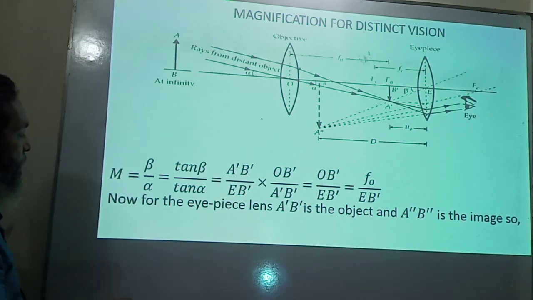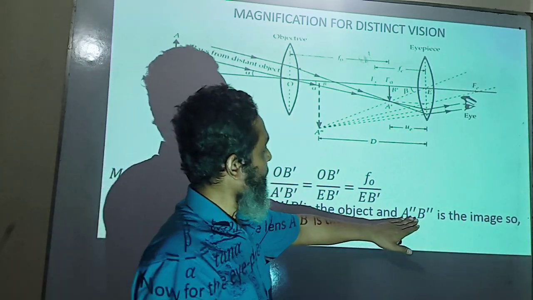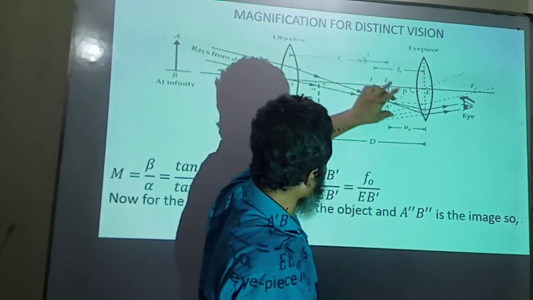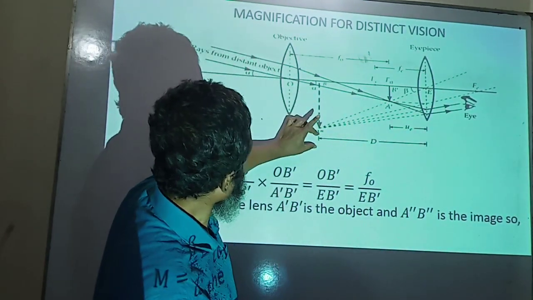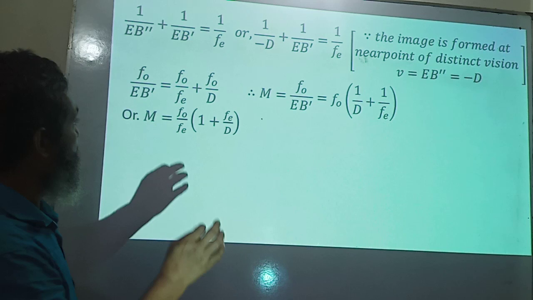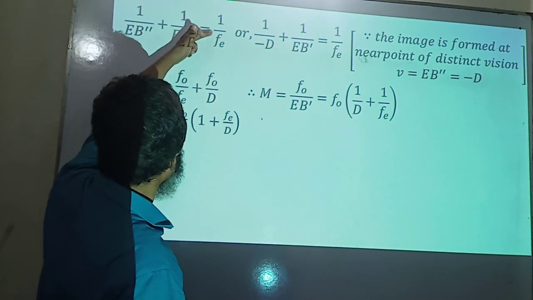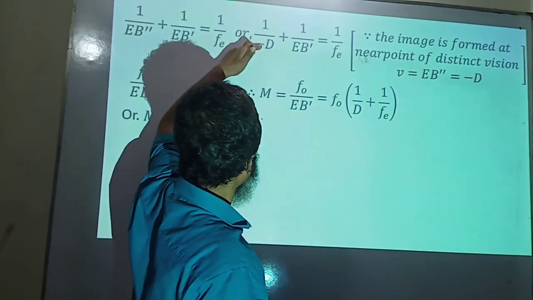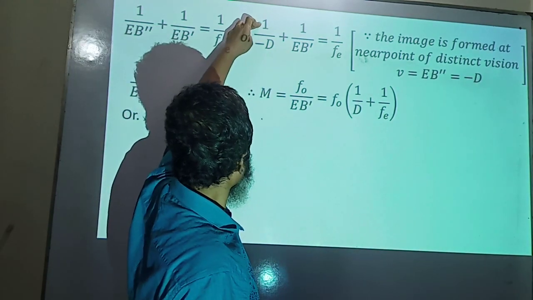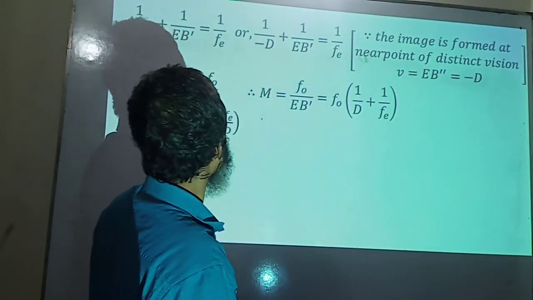Now for the eyepiece lens, A prime B prime is the object and A double prime B double prime is the image. From the equation of lens we get 1 upon E B double prime plus 1 upon E B prime is equal to 1 upon f e, or 1 by minus D, because E B prime is equal to the least distance of distinct vision and it is negative. So 1 by minus D plus 1 by E B prime is equal to 1 upon f e.